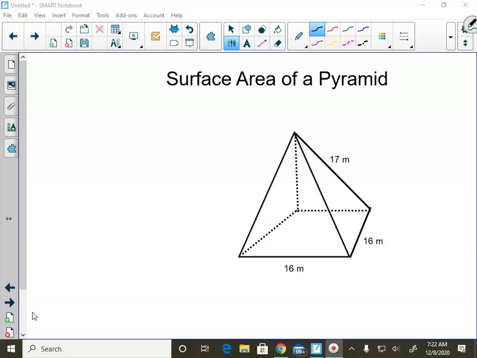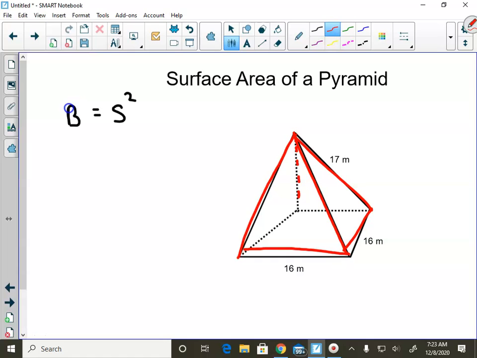And, well, what do we have? Well, we have one base, and the base is a square. So we know to find the area of the base, it's just going to be side squared. And then we have 4 triangles. Now, if you look, each of these triangles that we're looking at, these are all the same. This triangle, you can see this hidden one in the back here, and then you can see this one over here. All of those triangles are the same.